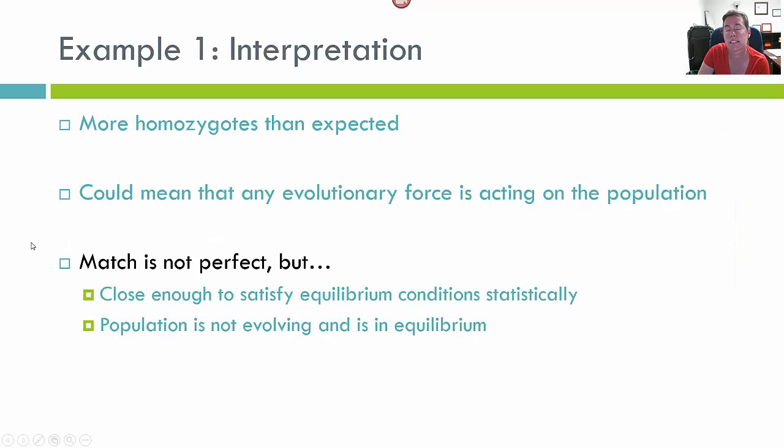So let's think about what those results mean. Even though they're not statistically significant, what do they mean? Well, one of the things that we can see is that there are in fact more homozygotes than expected in that population. It could mean that there is an evolutionary force acting on the population even though it's not statistically significant. The match isn't perfect, but it's close enough to satisfy equilibrium conditions statistically. We would still say the population is not evolving, and it is, in fact, in equilibrium.